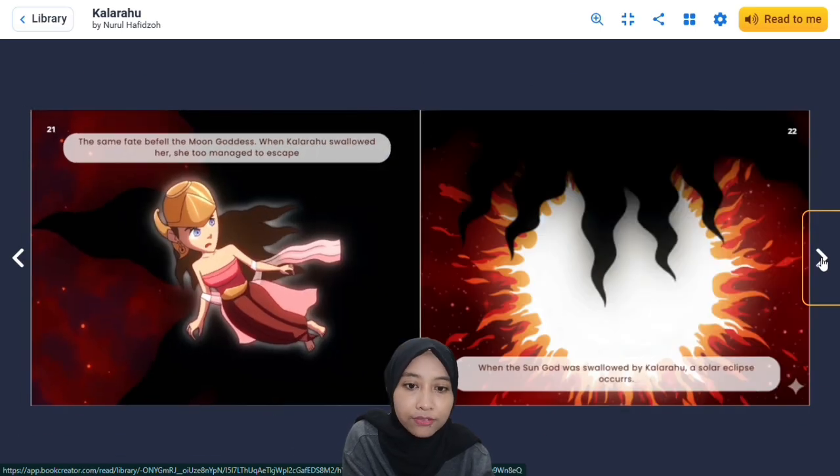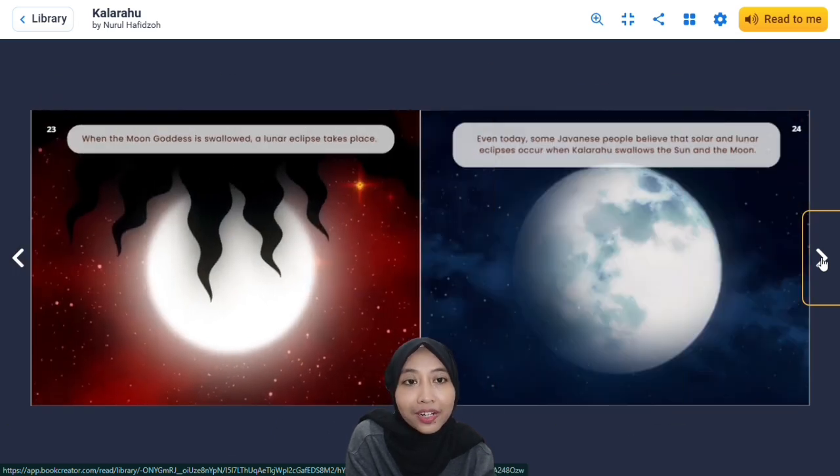The same fate befell the moon goddess. When Kalarahu swallowed her, she too managed to escape. When the sun god was swallowed by Kalarahu, a solar eclipse occurred. When the moon goddess is swallowed, a lunar eclipse takes place. Even today, some Japanese people believe that solar and lunar eclipses occur when Kalarahu swallows the sun and the moon.